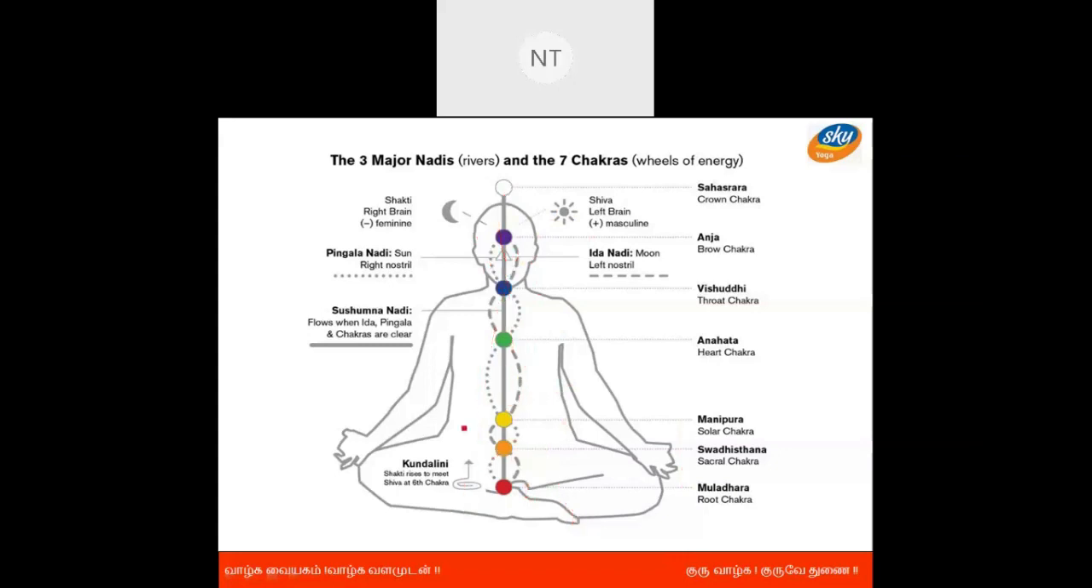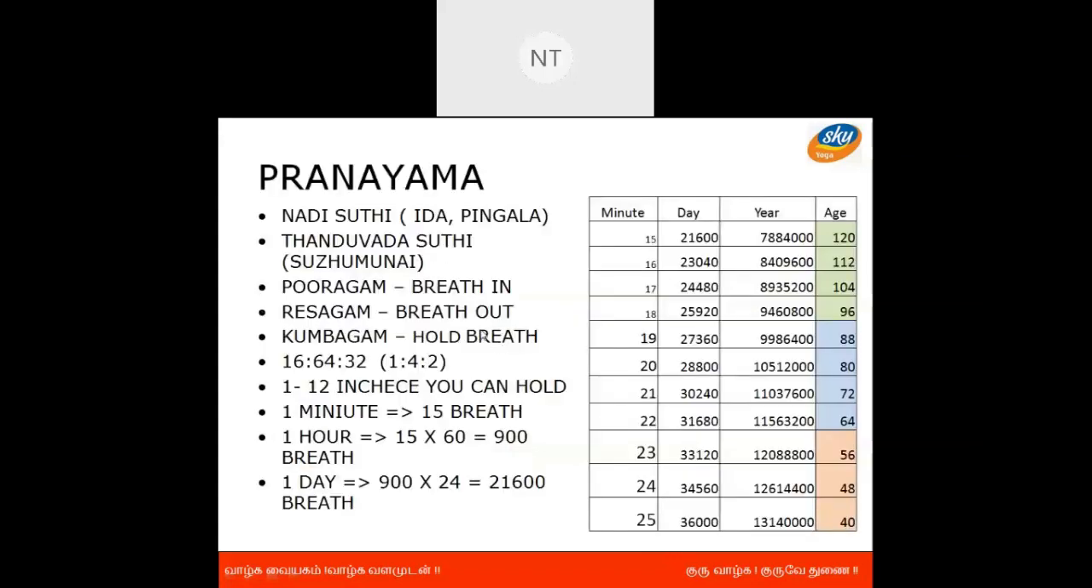By doing this one, only you can achieve. And there is some information regarding pranayama. What is basically pranayama? Prana means prana vayu. Yama means the regularity. So when you make this pranayama regular, then you can do the nadi suddhi.